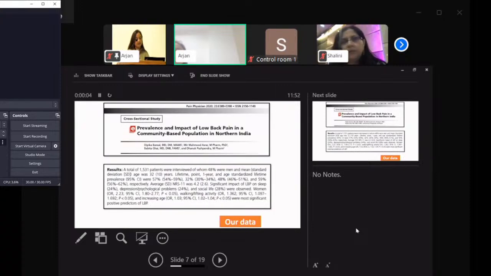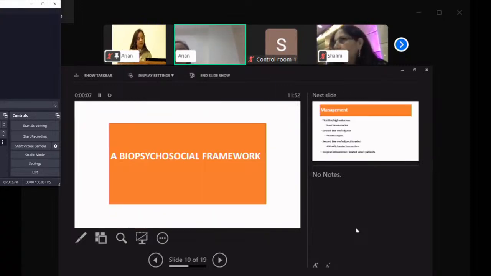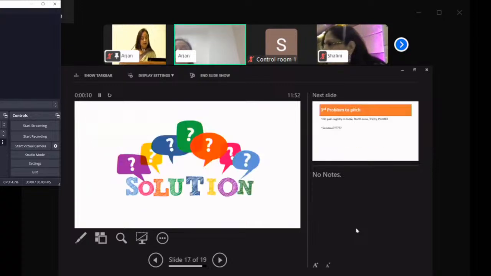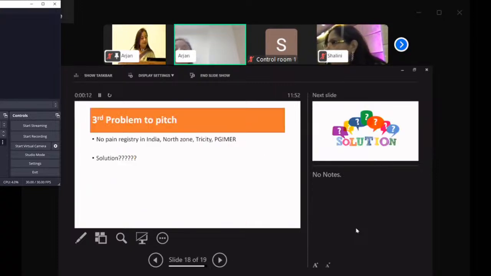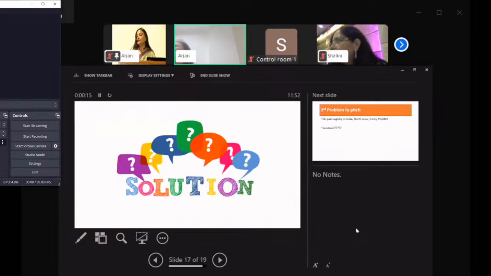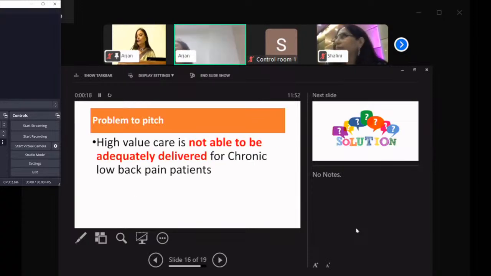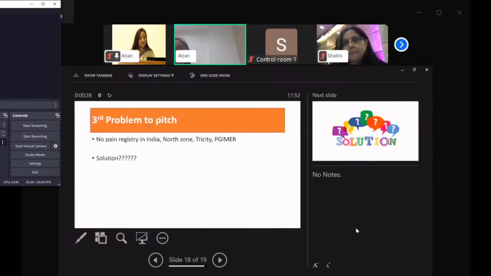Right, this is what we were discussing. There had been some ideas which were coming up. Another problem is that, though I have some ideas, I thought that mobile health, mobile app development might help. I'm just suggesting; you can come up with many other ideas. Also, we do not have any pain registry in India. Forget about India, neither in North Zone, neither in Tri-City, neither in PGI. So maybe there is some solution for preparing a pain registry.